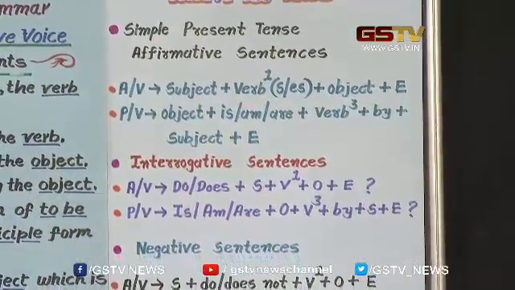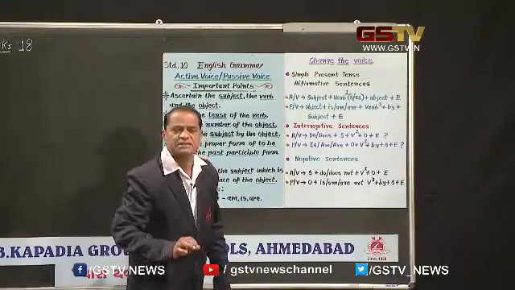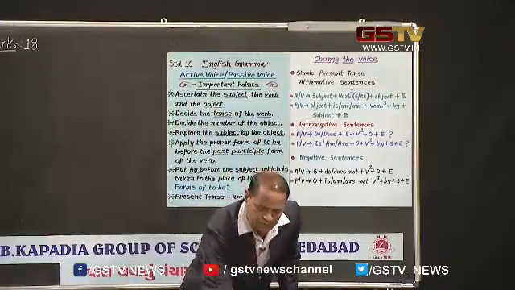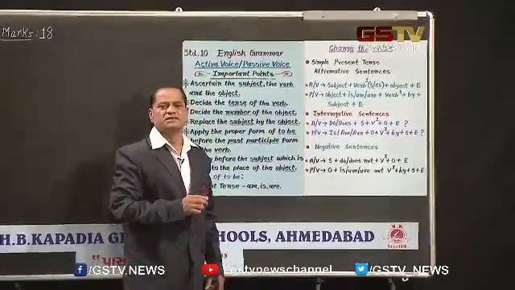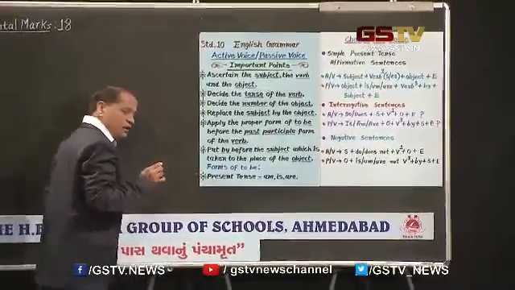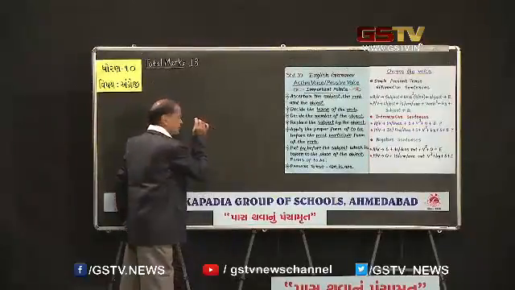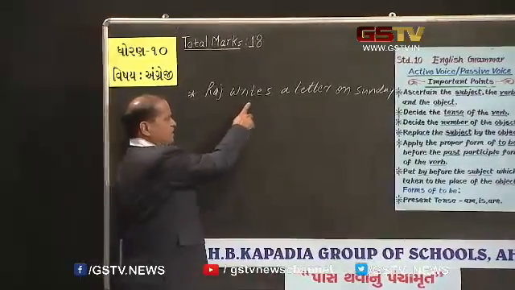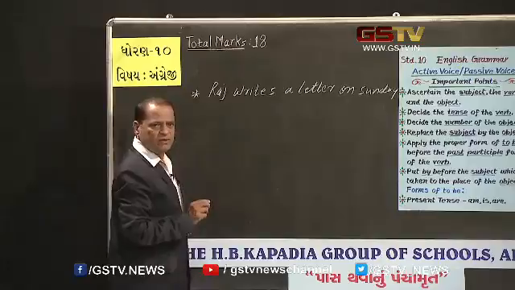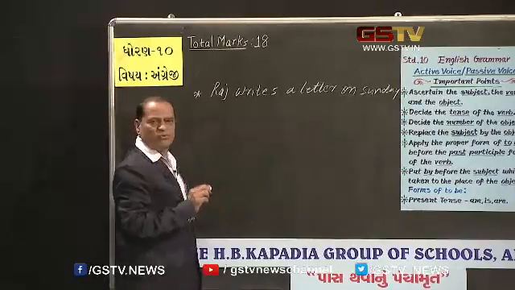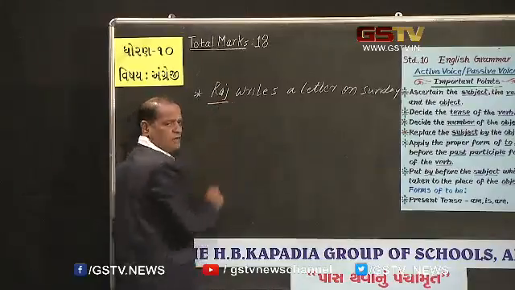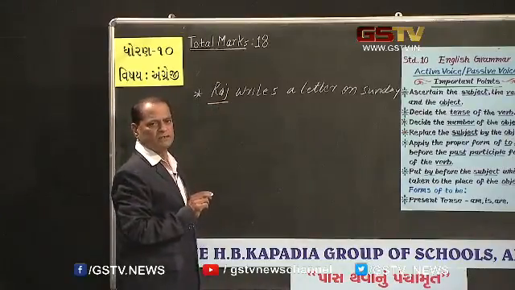Here different types of sentences are given when you are going to change the text into passive voice. First of all, I would like to take an affirmative sentence in simple present tense. I would like to give you an example: Raj writes a letter on Sunday. First of all, ascertain the subject. Who writes the letter? Raj. Raj is the doer of the work. So, Raj is the subject.